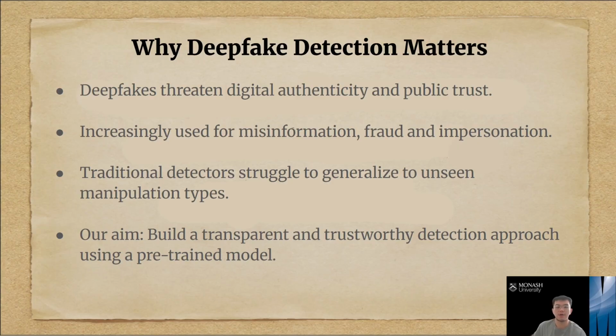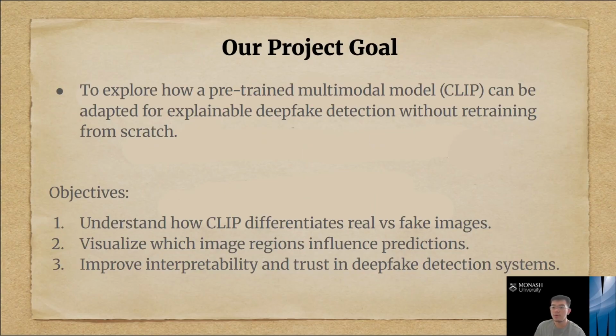That brings us to our project goal. Our goal was to explore how a pre-trained multimodal model, specifically OpenAI's CLIP, could be repurposed for explainable deepfake detection, and do it without retraining from scratch. We focus on three main objectives: understand how CLIP decides whether an image is real or fake, visualize which parts of the image influence that decision, and improve interpretability so that people can actually trust the detector's output. This shifts the focus from raw accuracy to understanding, because explainability is what makes AI responsible.